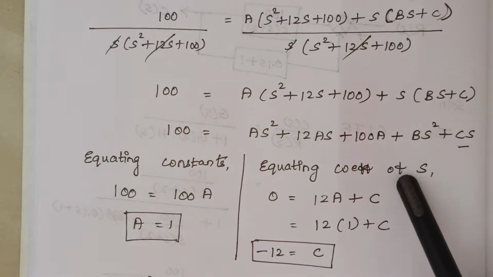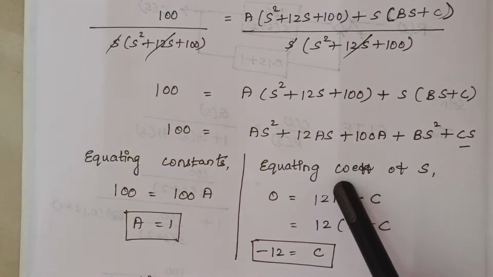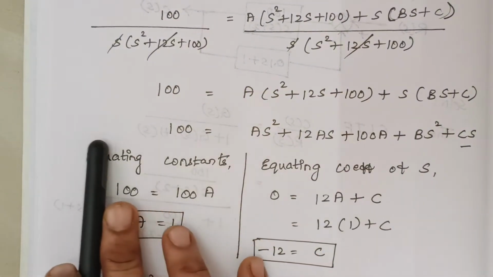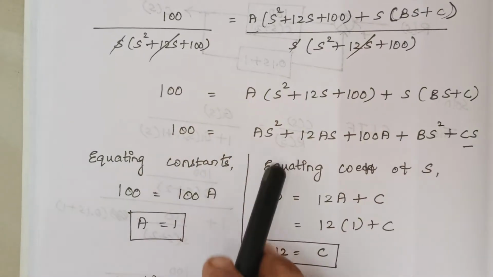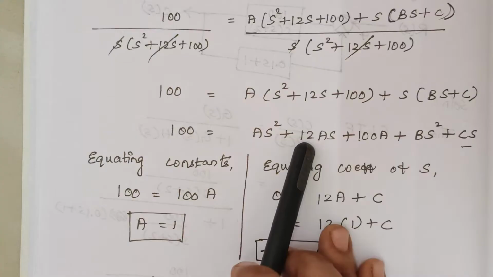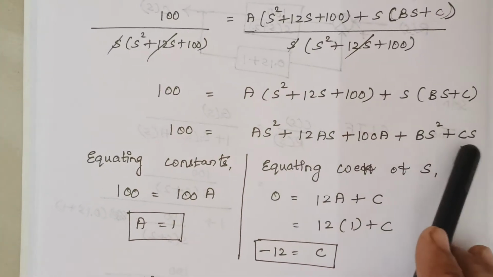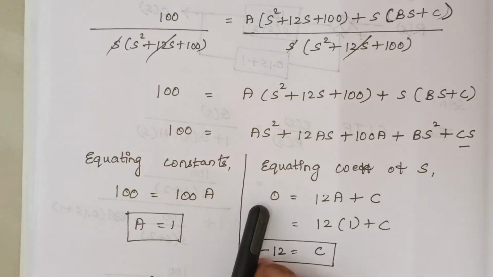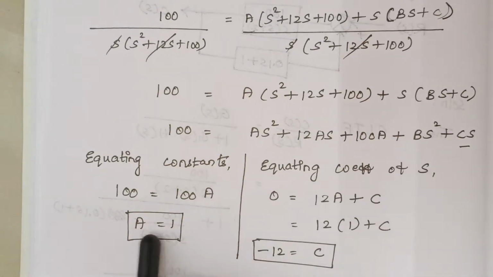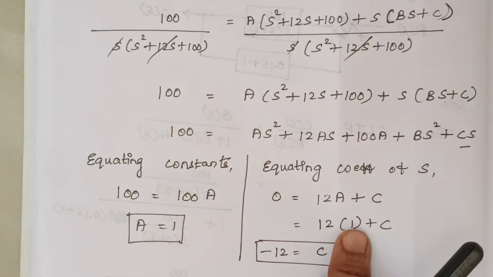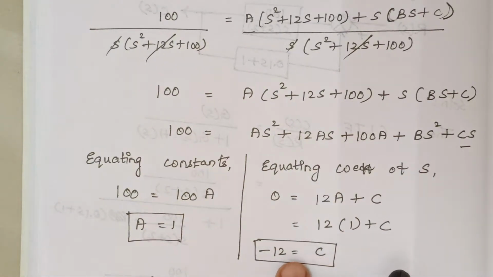Here the next step is we are going to equate the coefficient of s. Here there are no s terms, so the left hand side becomes 0, and when you consider the right hand side, you see we have 12a and here I have c. So 12a plus c is equal to 0. We had already found the value of a, so just substitute the value of a as 1 here. Finally, you will have c is equal to minus 12.